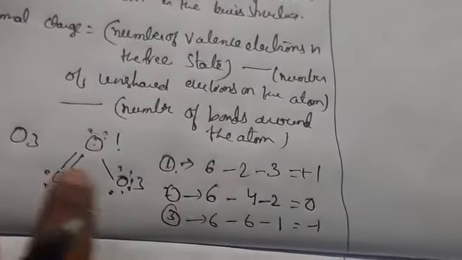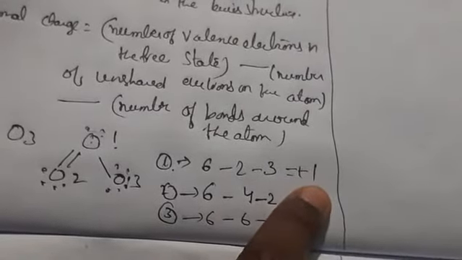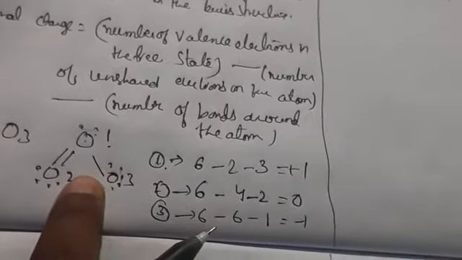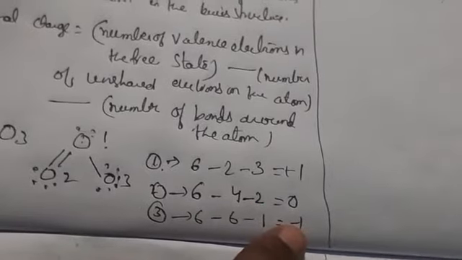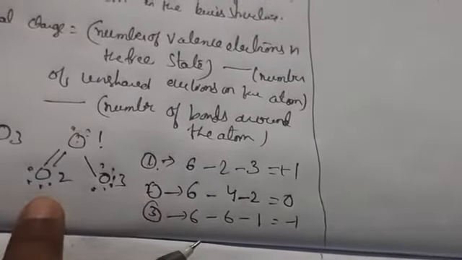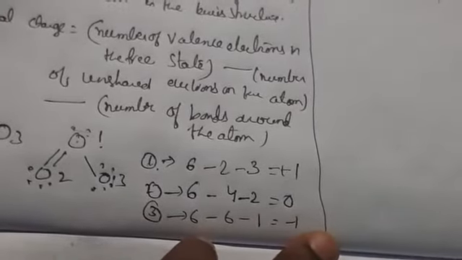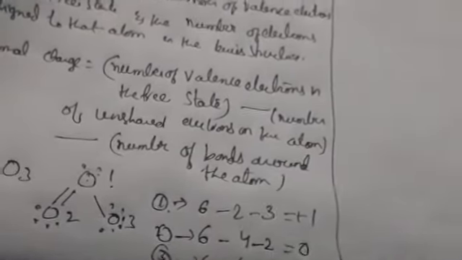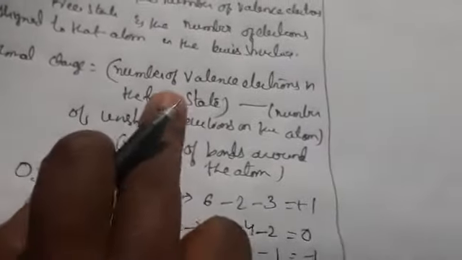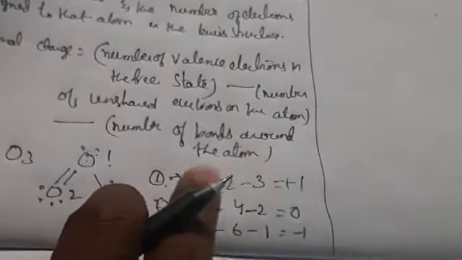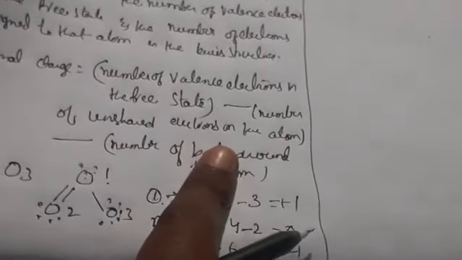For the first atom, 2 electrons and 3 bonds, that's why we got plus 1. For the second atom, oxygen valency is 6, it is having 4 unshared and 2 bonds, that's why I have written 0. For the third atom, 6 minus 6 minus 1, so I have written minus 1. This is how to represent the number of valence electrons in the free state: oxygen has 6 valence electrons minus the number of unshared electrons on the atom.